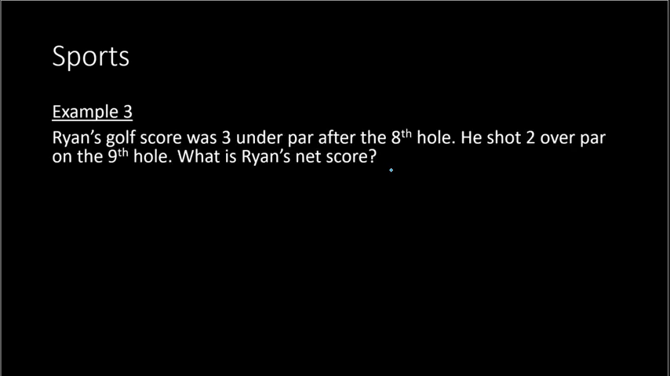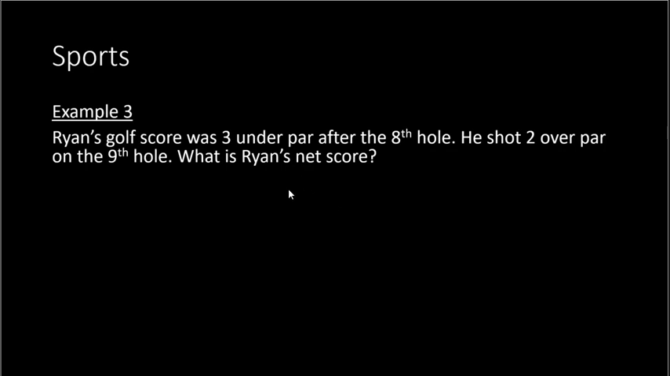Next, we're going to look at some sports examples. So for this example, we're dealing with golf. And it says that Ryan's golf score was 3 under par after the 8th hole. He shot 2 over par on the 9th hole. And the question is, what is Ryan's net score?